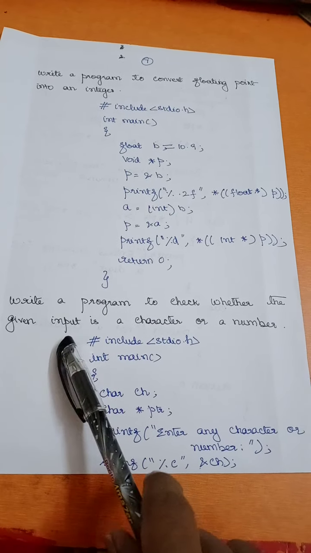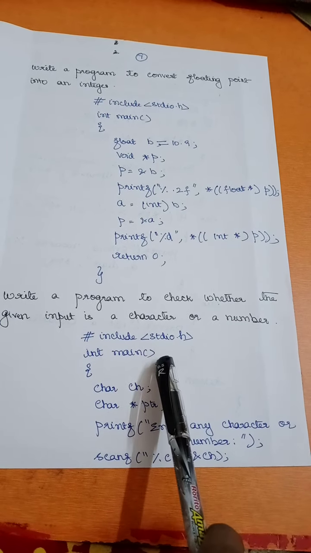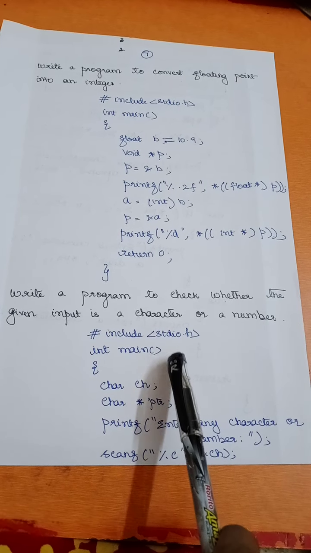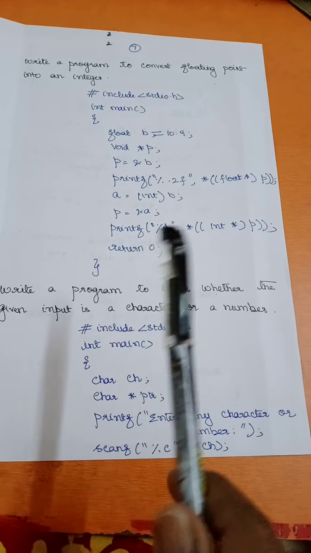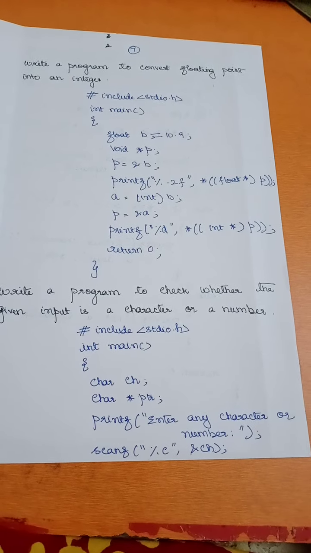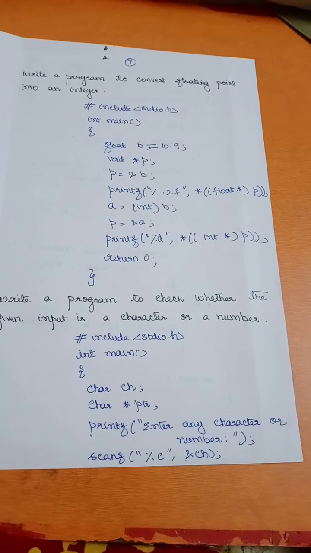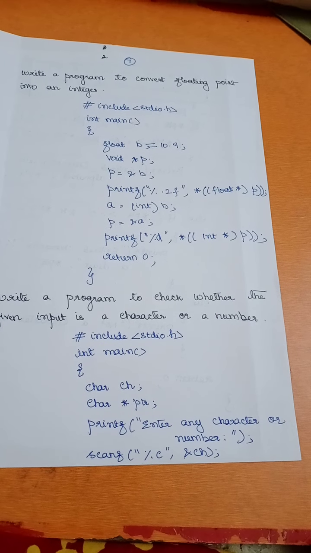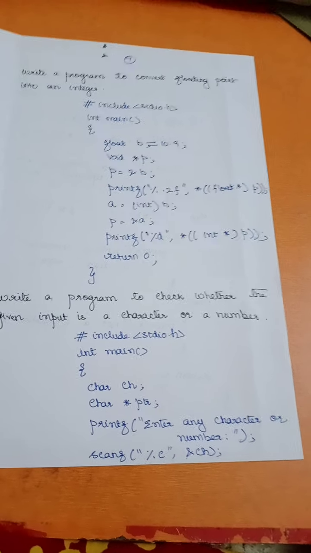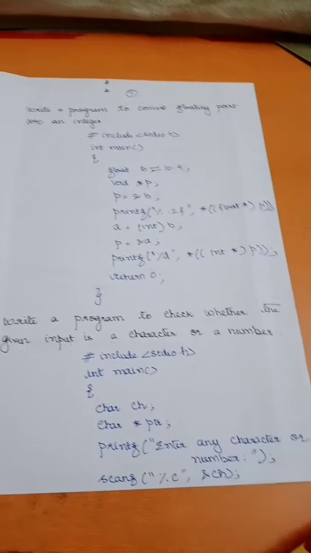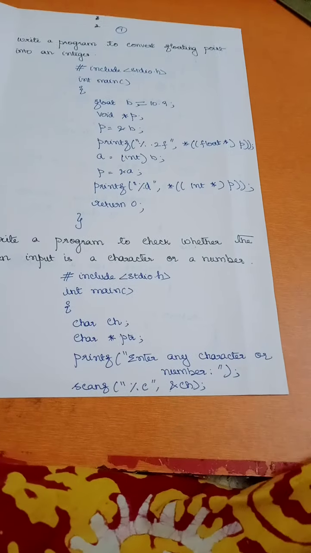Now write a program to check whether the given input is a character or a number. So I need to check whether my given character is going to be a character or a numeric, right? So again int main, this also I can do with a normal variable. So what you will do, you will read the character and check whether the character is going to be between 0 to 9. If it is between 0 to 9, then you will print it as a number. If it is going to be between A and Z, then you will say it is a character, right? Now I'm going to read the character.